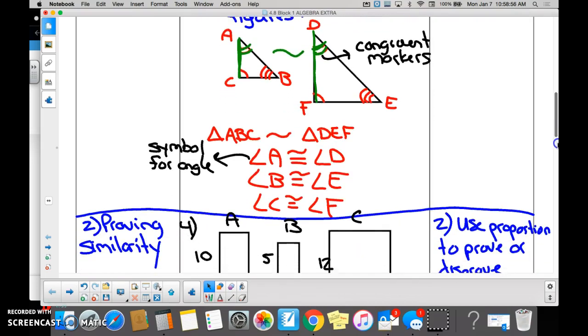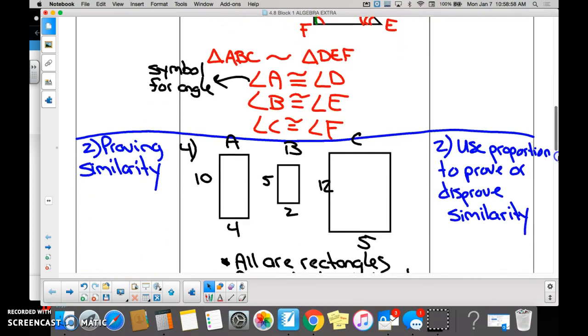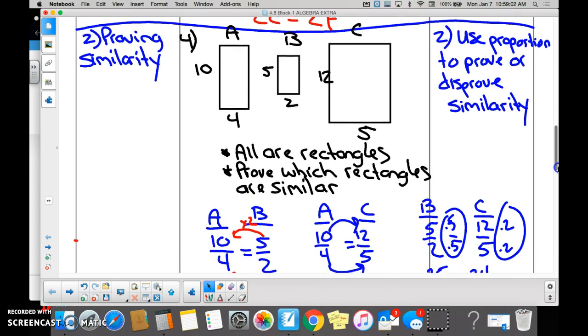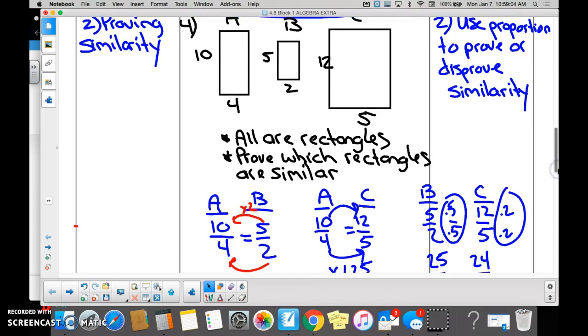Sliding on down to number 2, proving or disproving similarity. We had rectangles A, B, and C. And looking here, because they were all rectangles, we didn't have to worry about the angles, because in a rectangle, all angles are what? 90. Eyes are up here, yes, no? Yes. I'm going to ask that question again. In a rectangle, all angles are what? 90. So we know all of the angles are congruent, no matter what.